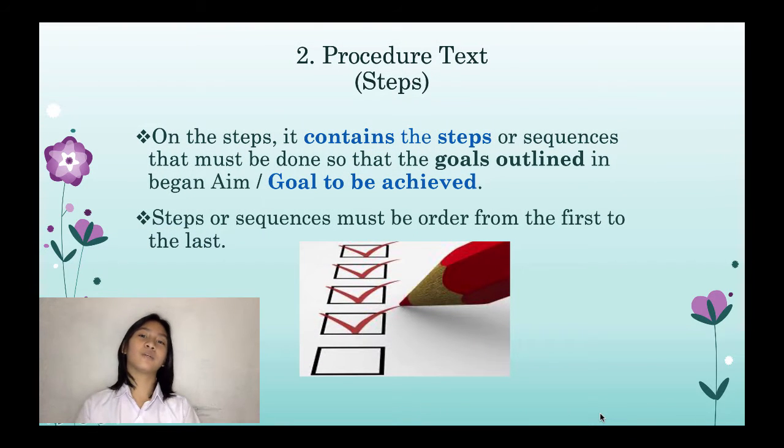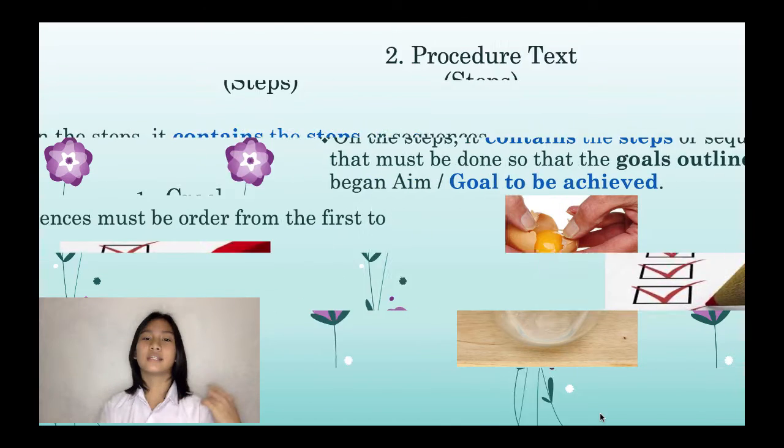Okay, next, procedure text steps. Let's see the definition of steps. A step contains the steps or sequences that must be done so that the goal outlined in the beginning, the aim or goal, can be achieved. Steps or sequences must be ordered from the first to the last. Let's see the example.